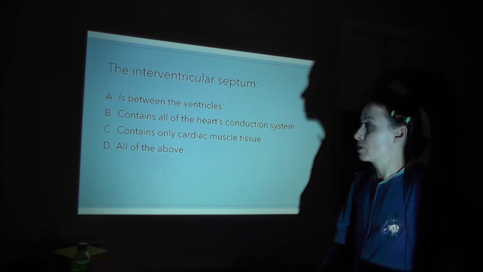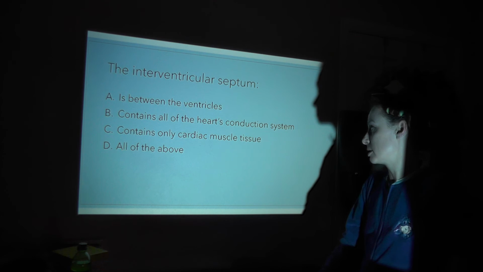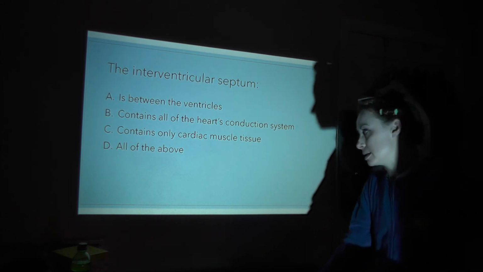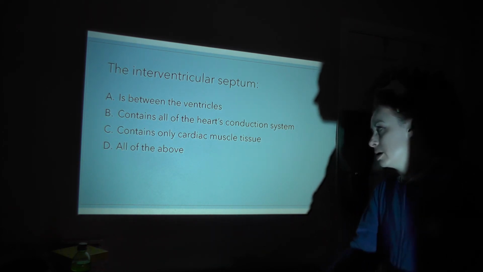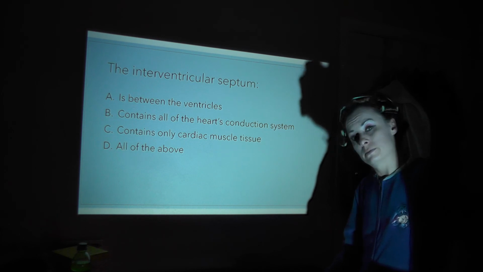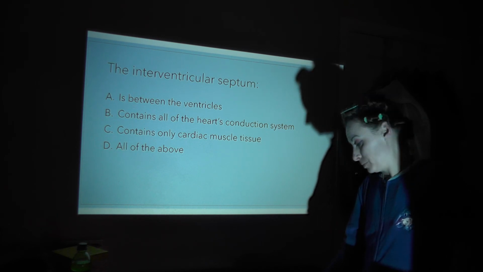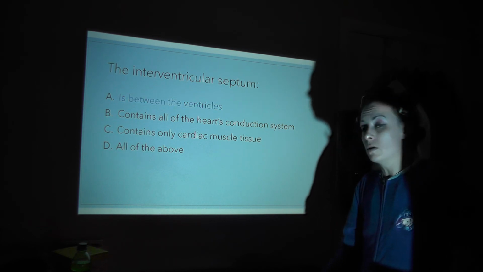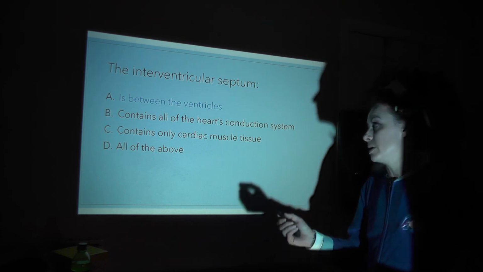Okay, the interventricular septum. A, is between the ventricles. B, contains all of the heart's conduction system. C, contains only cardiac muscle tissue. D, all of the above. The only correct answer here is A, is between the ventricles.